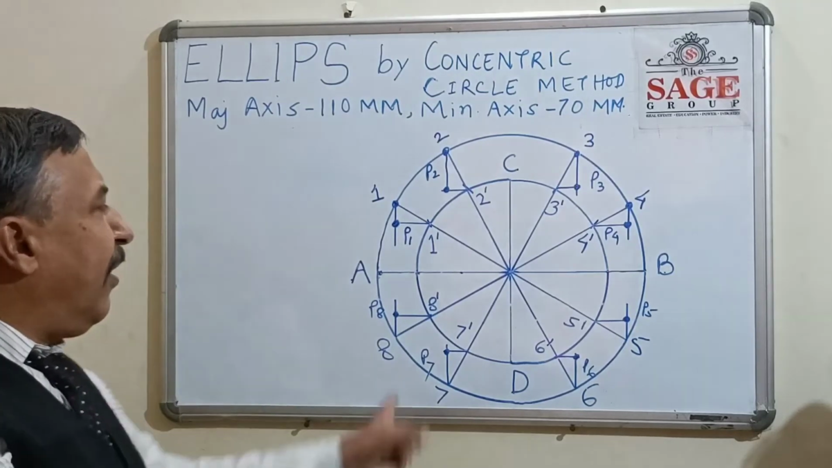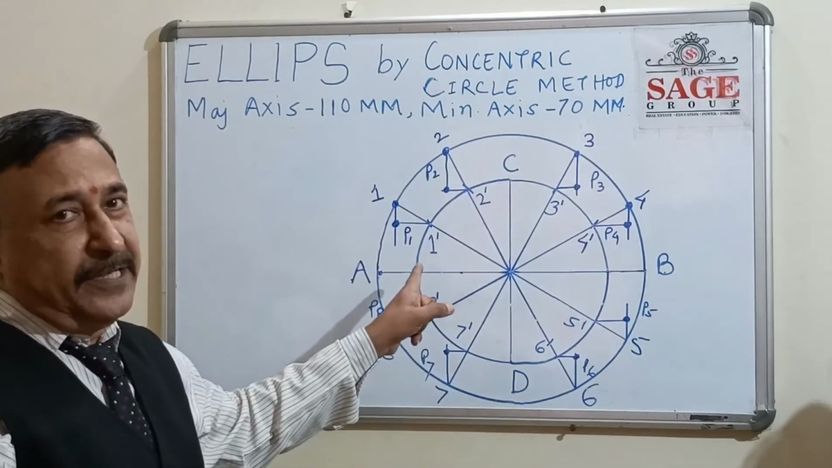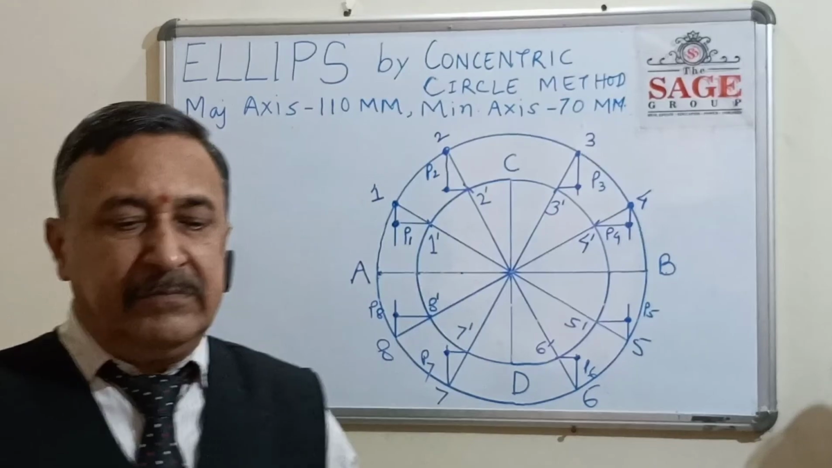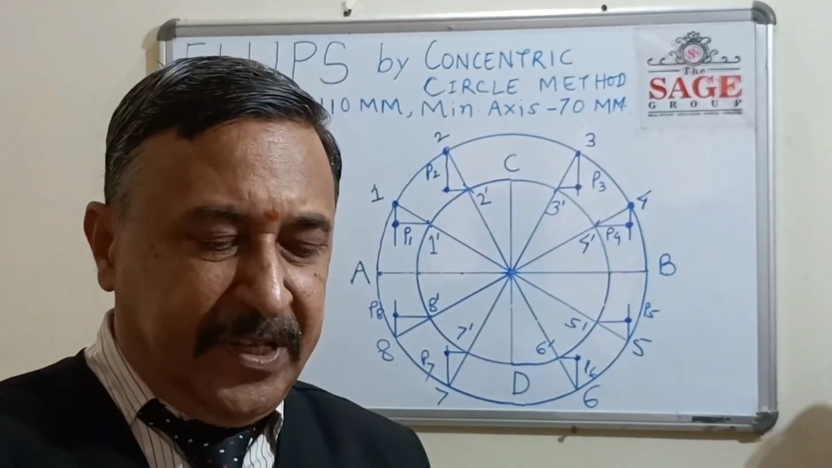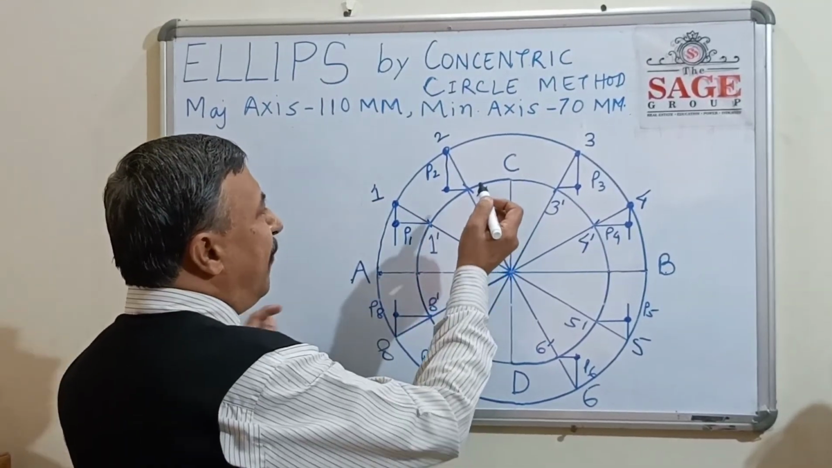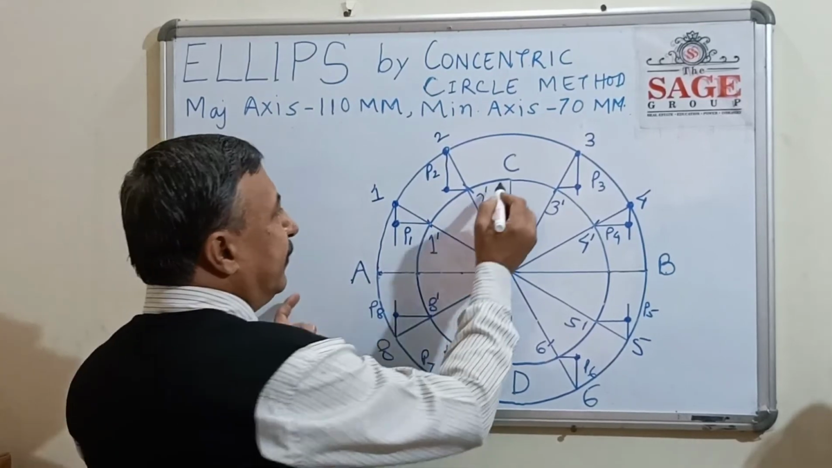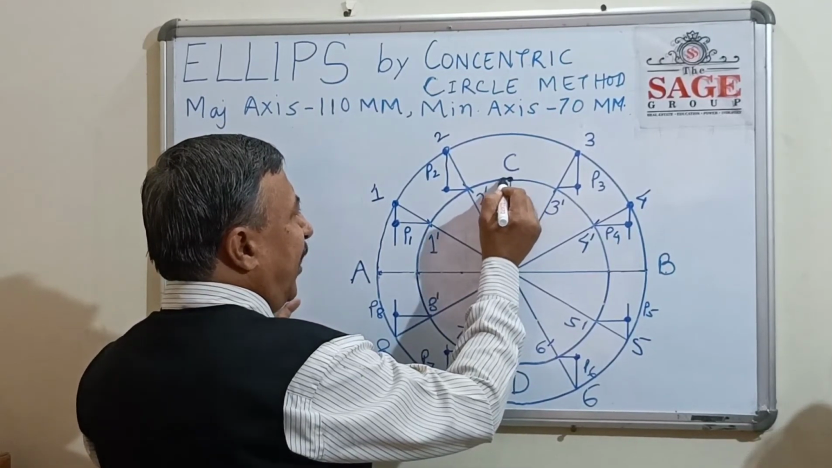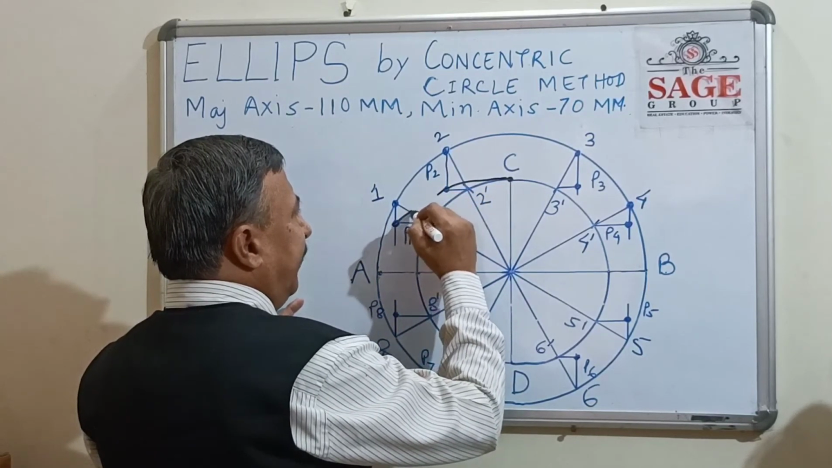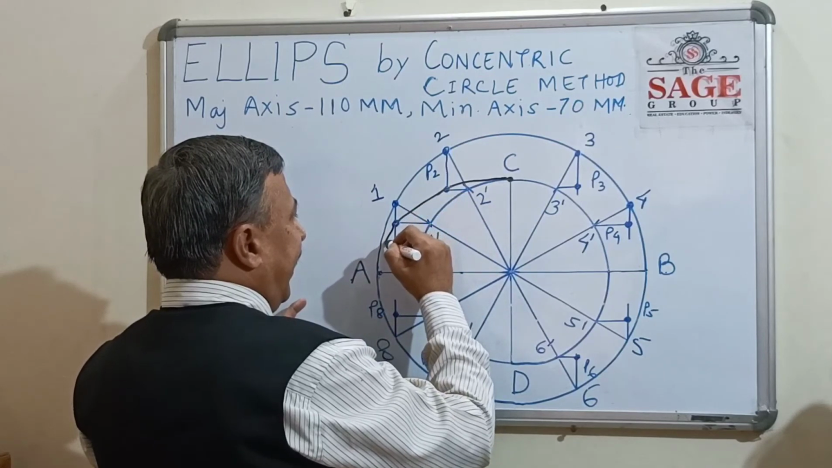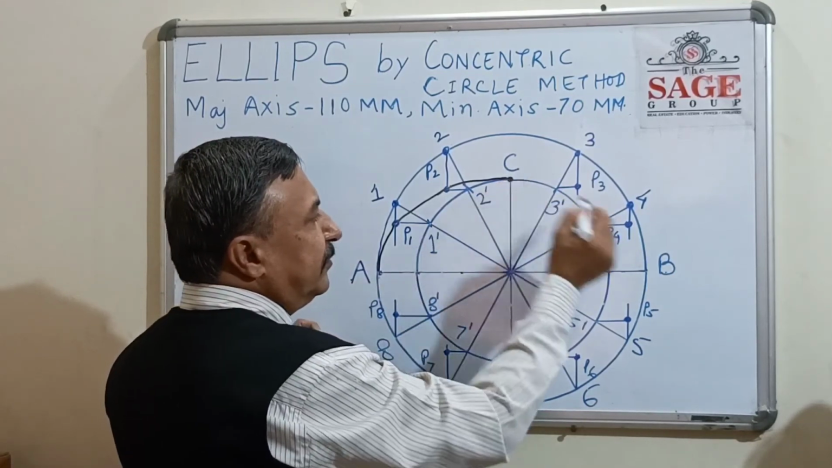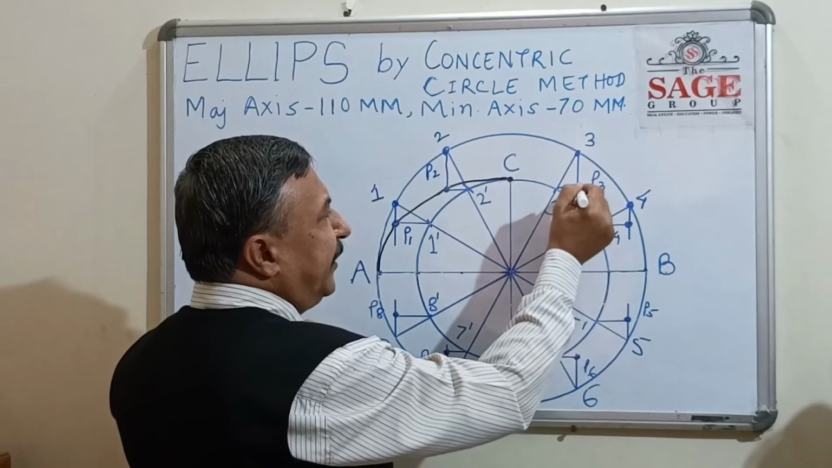Now we have to draw a smooth curve through these points, passing through A, B, C and D also. As you drew in the last problem, in the same way we draw a smooth curve. Now see here, starting from C or A, anywhere you can start. So I start from C, so join C to P2, to P1 and then A. Now join B to P4, P3 and C.